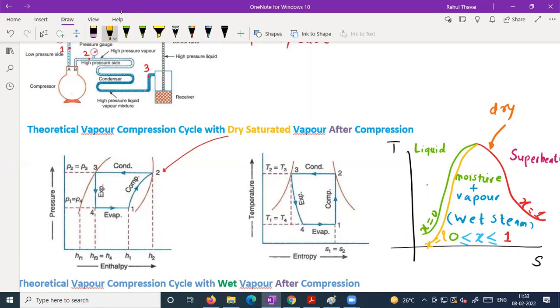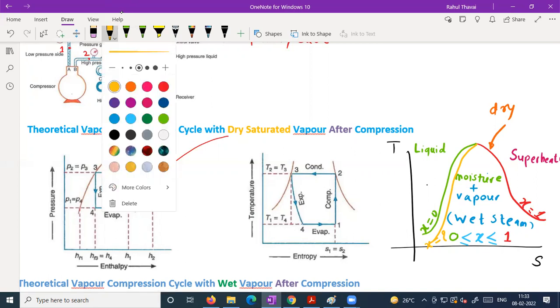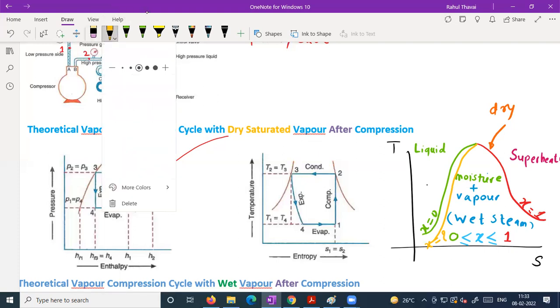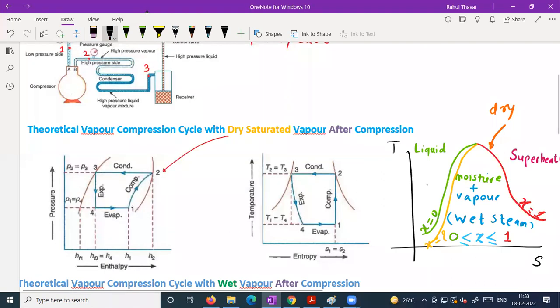So point number 2 is lying here, right? This is a pH diagram, so you are getting curves like this. When you talk about the TS diagram, it will be somewhat like this. I'm not plotting the total, only the left hand side and right hand side, and when you connect it will be somewhat like this. Is that okay? Point number 2 is dry saturated. Once it is compressed, after the compression it should be dry saturated vapor.